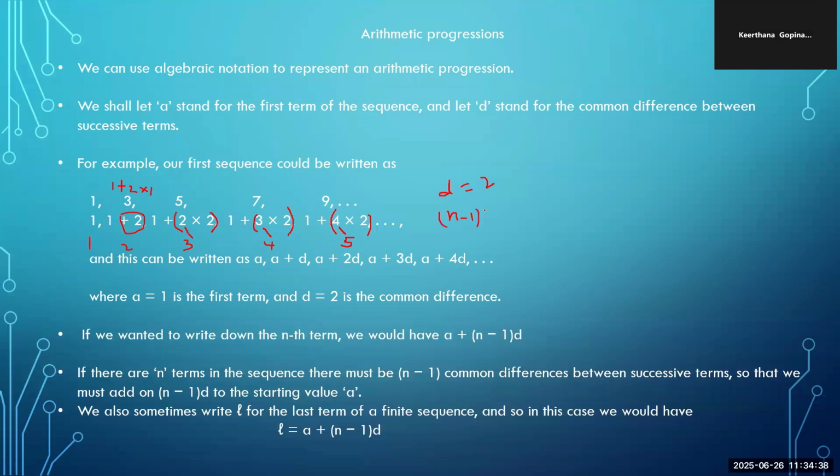Okay. So, how do you arrive at it? N minus 1 into d. What you are doing is actually n minus 1 into d. The nth term. So, now you find the 10th term. Tell me, what is the 10th term here?